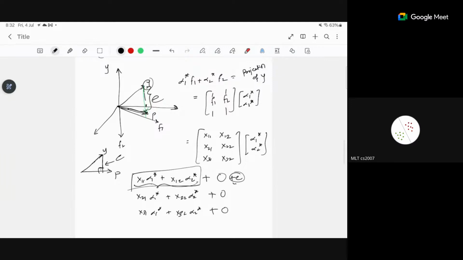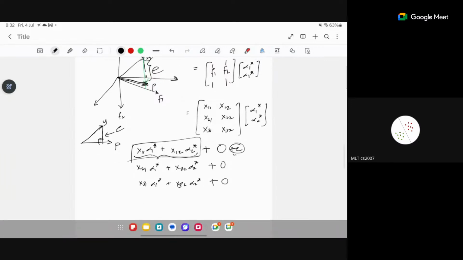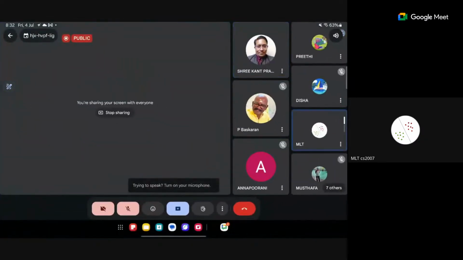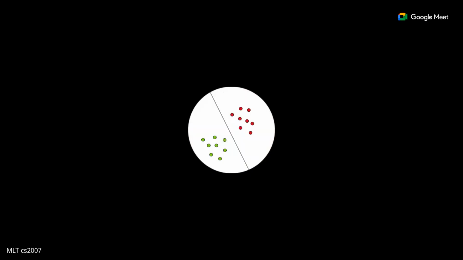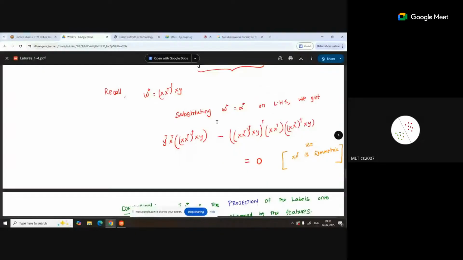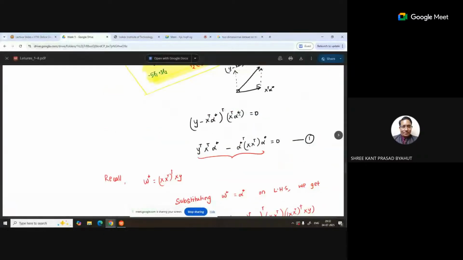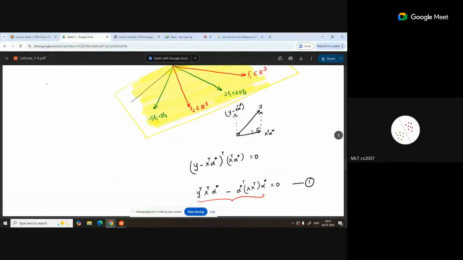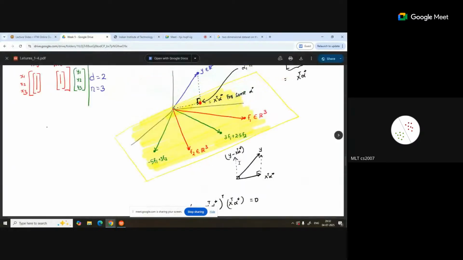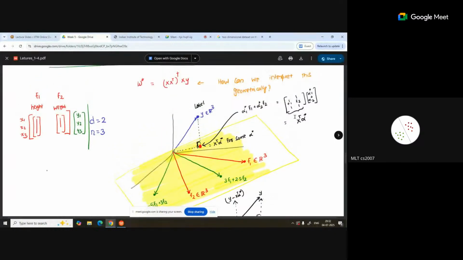So if you are able to understand this part, if it is fine, I'll share the screen here and show the notes. I think the doubt was: how can I substitute this W star with alpha star? Yes, this was the doubt. And what we have said is this error vector Y minus X transpose alpha star, because basically if you think about this, is it not X transpose alpha star?